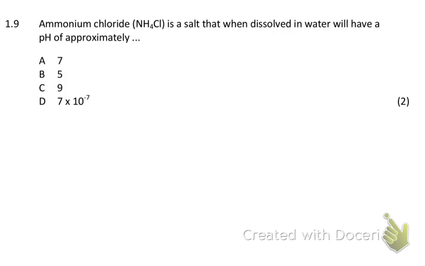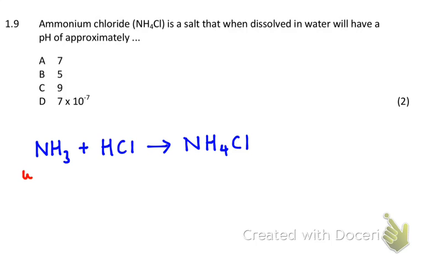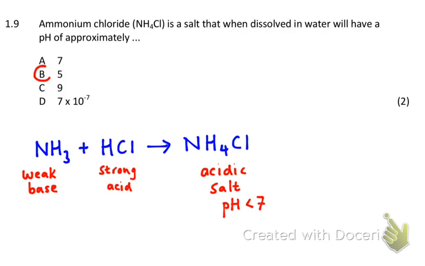All right, 1.9, ammonium chloride's pH when dissolved in water. Ammonium chloride is formed by the reaction of ammonia plus hydrochloric acid to give us ammonium chloride. Ammonia is a weak base, hydrochloric acid is a strong acid, and so ammonium chloride will be an acidic salt, and that means its pH is less than 7, and so the correct answer will be B.